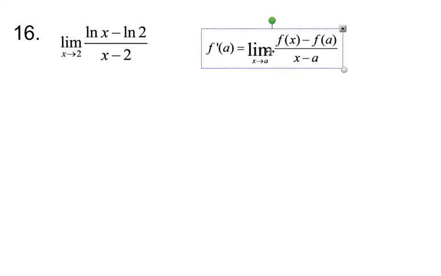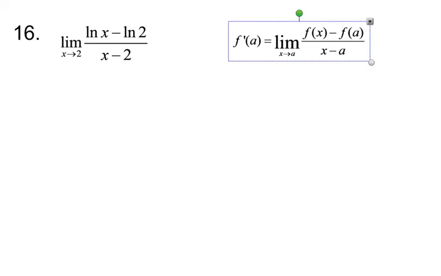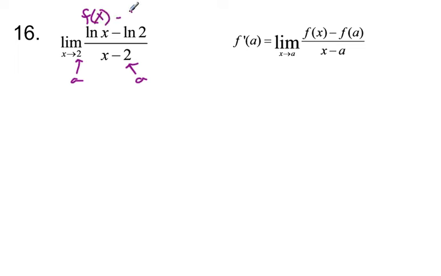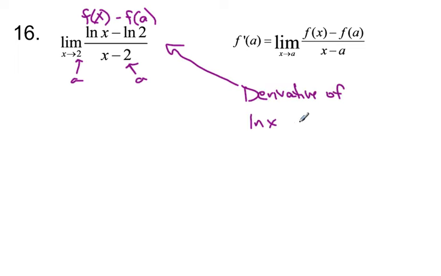Now in this case, we can see our a value is sitting right here. It's in a couple places. There's a, here's a, and this is f of x minus f of a. So if I recognize all of that, I'm like, oh, okay, this is the derivative of natural log x when x equals 2.